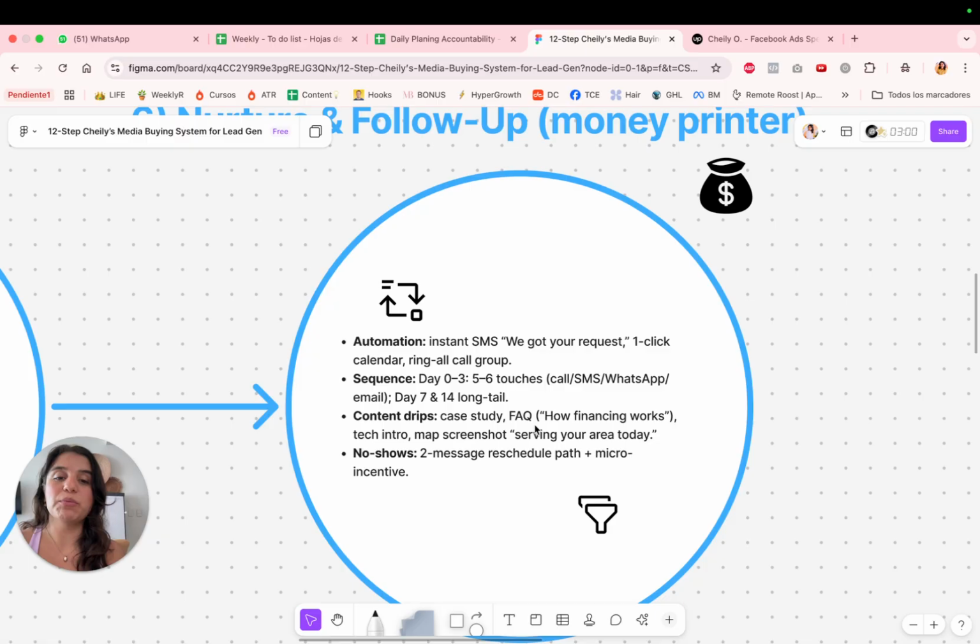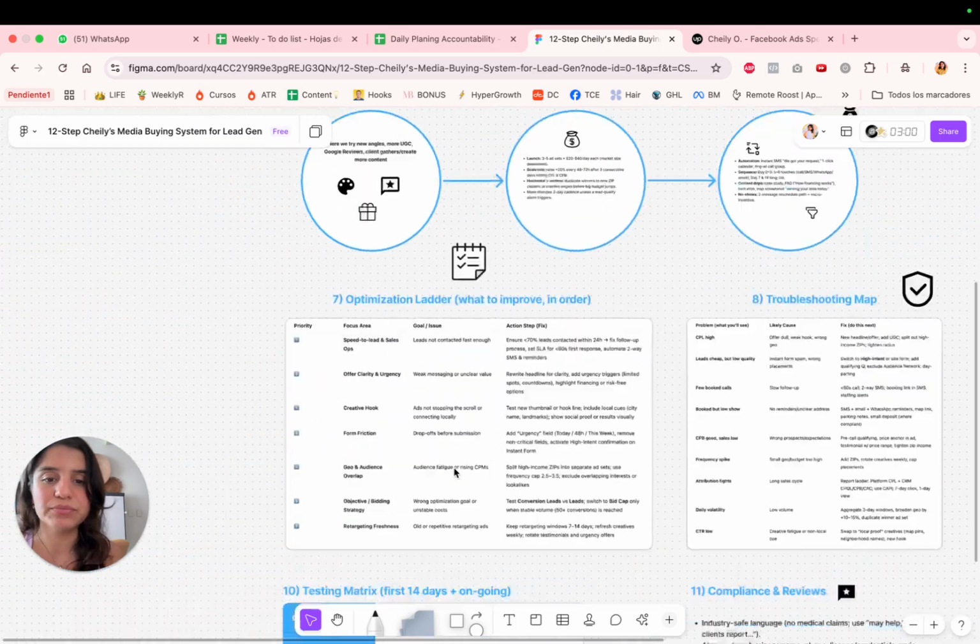Then we can also show more FAQs or how the financing works, a map, a screenshot, for example, serving in your area today. We have a no-show path, for example, a 2-message reschedule path, and a micro incentive. This could be discounts, or an extra service that we can add on top of the initial interest. That way, people who were already interested in one service can be upsold on different services that you offer.